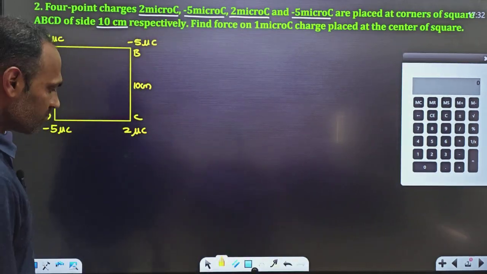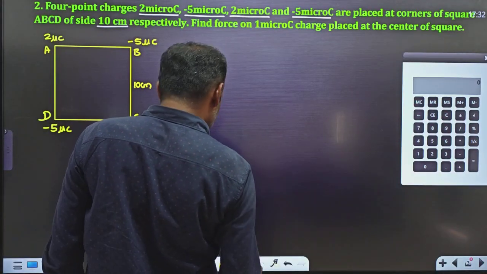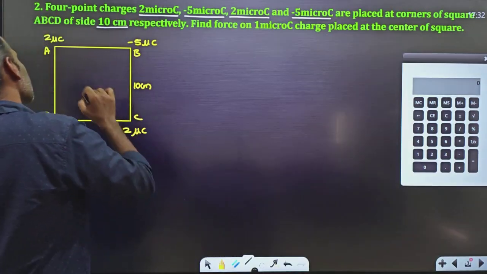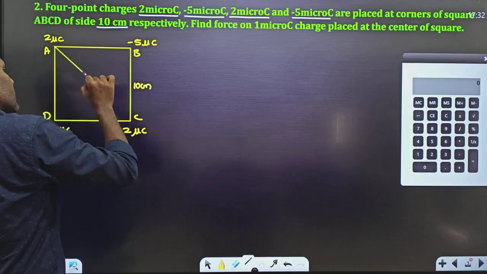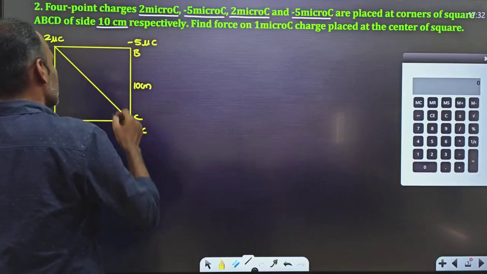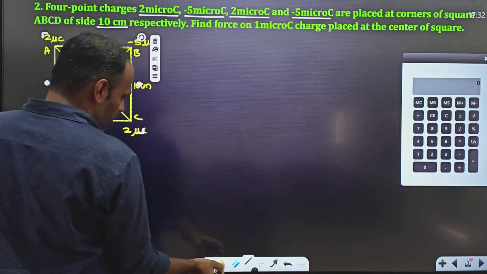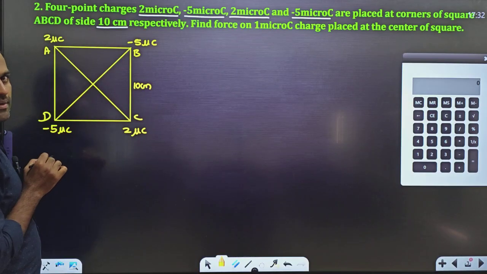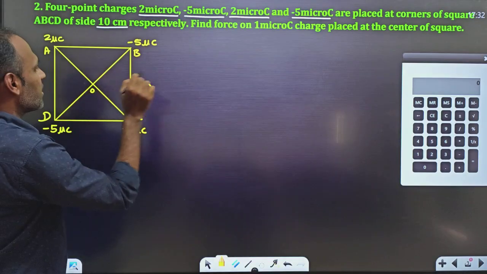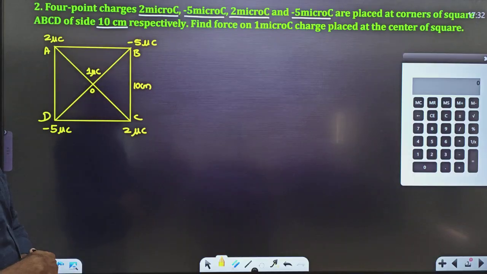Now look here, they have told that a charge is kept at the intersection of the diagonals. Find the force on the 1 microcoulomb charge placed at the center of the square. Center of the square means where the diagonals meet. That is called the center of the square, right? So let us draw the diagonals here. I will call the center O. Here, a 1 microcoulomb charge is kept at the center of the square.